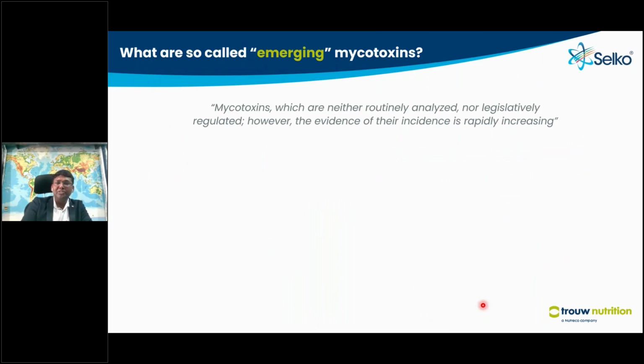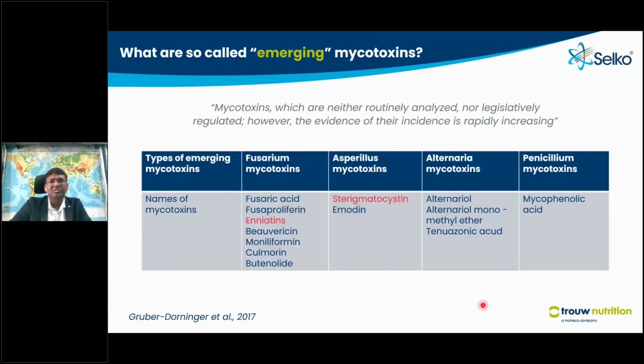And also, as we just mentioned, the emerging mycotoxins we discussed just now are neither routinely analyzed nor legislatively regulated, but the evidence of their incidence is rapidly increasing. In that list, you can see the Fusarium toxins: fusaric acid, fusaproliferin, eniatins, beauvericin, moniliformin, culmorin. You have quite a few of them listed in Europe already. Aspergillus toxins, we have sterigmatocystin and emodin. In Alternaria toxins, we have three different toxins there, and Penicillium mycophenolic acid.